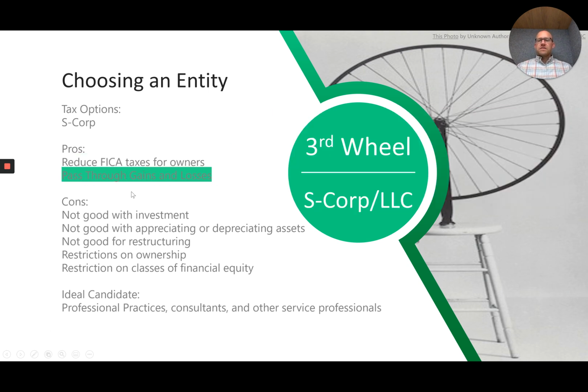Another benefit is that it has pass-through gains and losses. So it has that same benefit as a partnership. You're avoiding the double taxation problem that we talked about in our C Corp video.